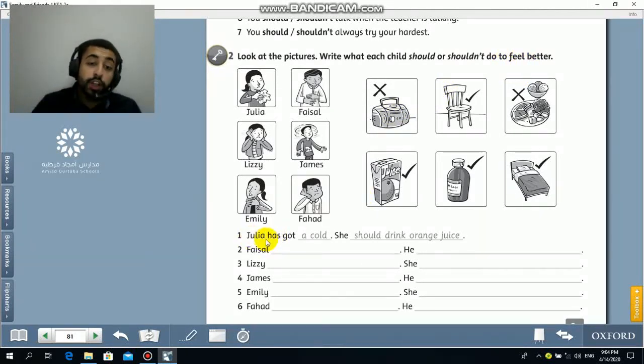For example, Julia, this one Julia, she has a napkin, running nose, and she's coughing. She has got a cold. She has got a cold. She should what? Drink orange juice. She should drink orange juice, okay?